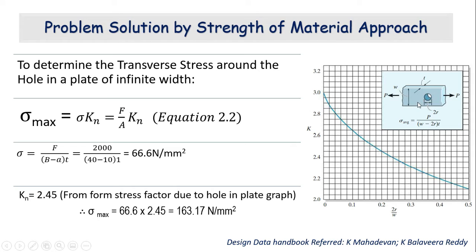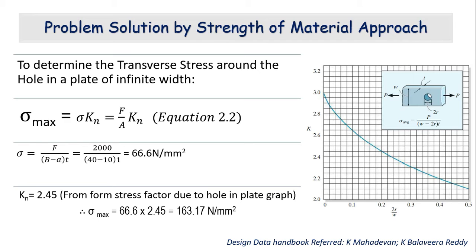So from the parameters in the problem statement, the value of W is 40 and the radius is 5 mm, 2R is nothing but the diameter of the hole and it is 10 mm and the thickness of the plate is 1 mm. The magnitude of the load acting on the plate is 2000 newtons. So substituting these values in the sigma average formula, we get the average stress value as 66.6 Newton per mm square. But the maximum value of the stress is calculated by multiplying the average value of the stress with the stress concentration factor Kn.